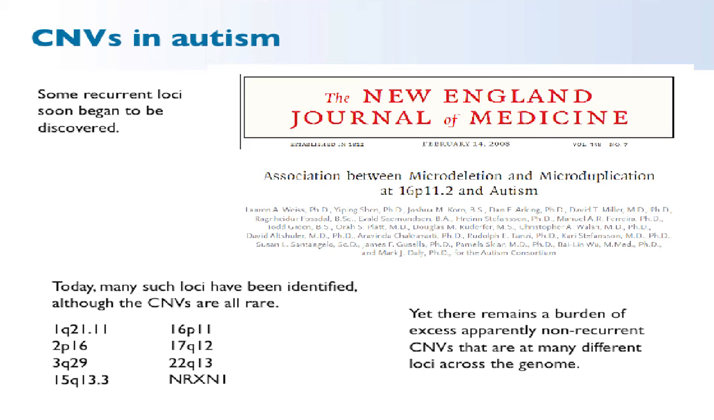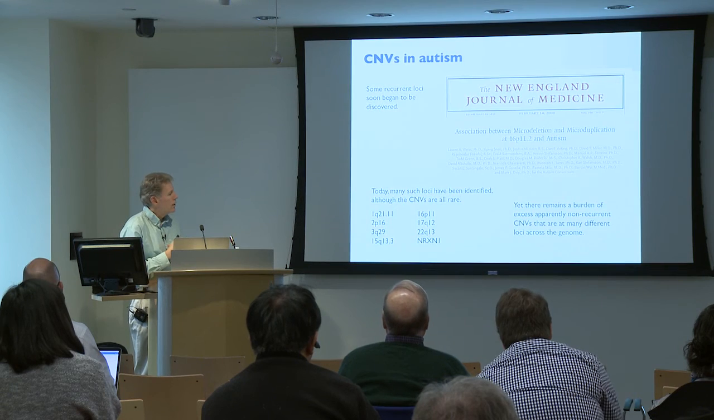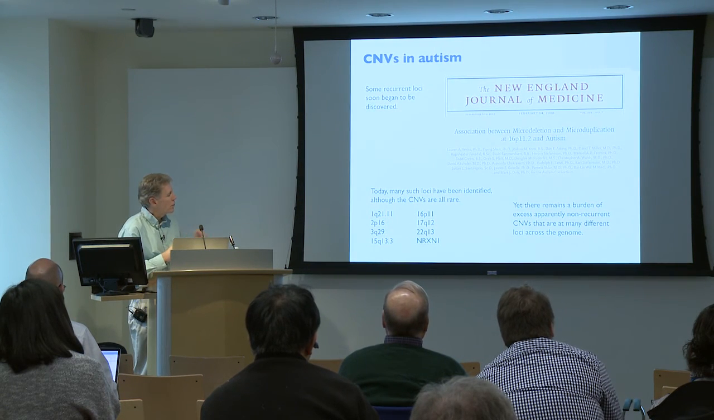Some loci began to emerge, like 16p11 was the first one, where there does seem to be some evidence that there's recurrent deletion or duplication on a really large scale at these loci, and that's associated with autism. Today we know there's maybe 8 or more loci where there tends to be evidence of this recurrent duplication or deletion, and this affects autism.